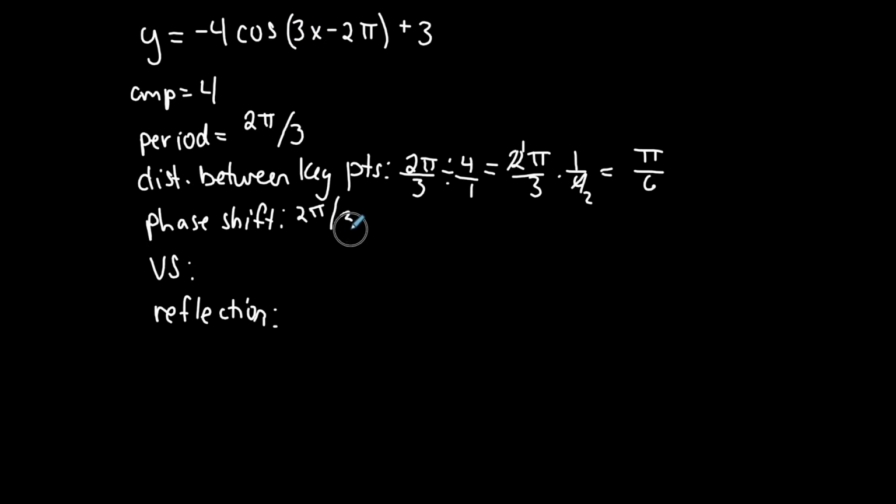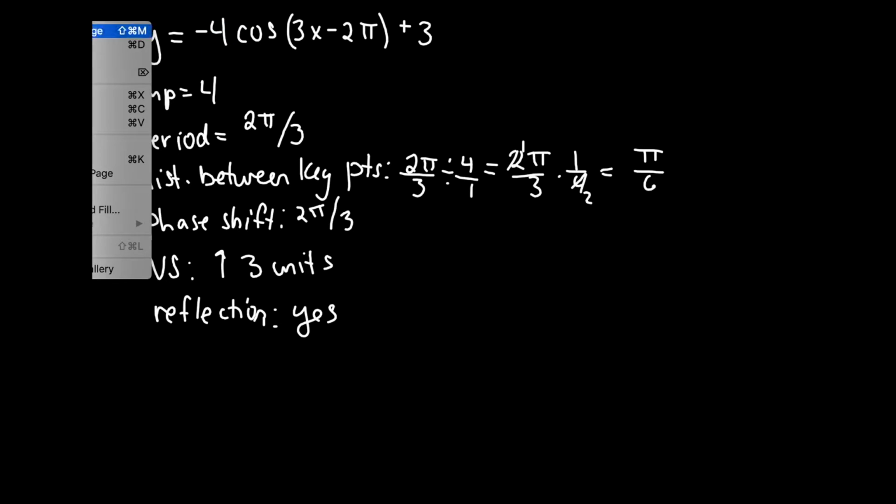Okay, so this is a coincidence that the phase shift matches the period. This does not always happen. The period is found by taking 2 pi divided by this coefficient. The phase shift is found by taking the opposite of this divided by the coefficient of this. Okay, vertical shift is up 3 units. Right? Up 3 units. And do I have a reflection? Yes, a reflection over the x-axis because of the negative in front of the coefficient of cosine.